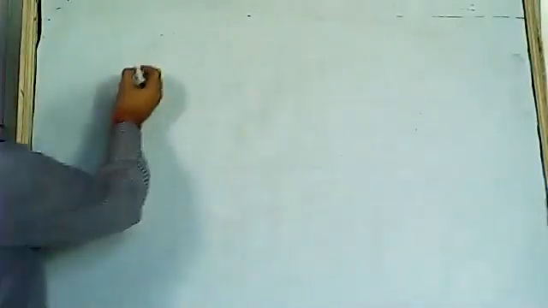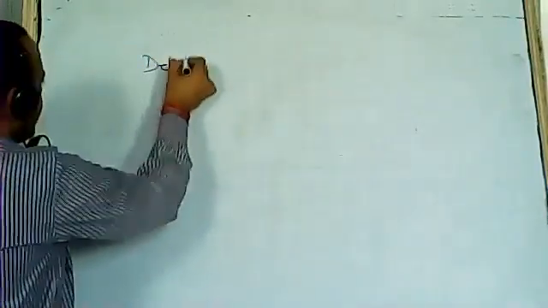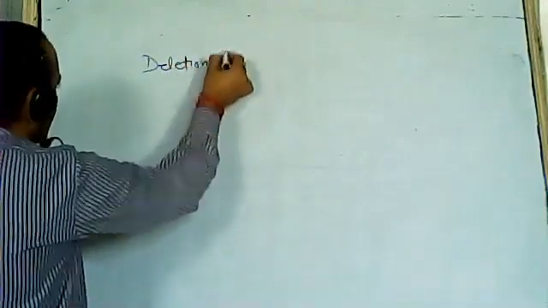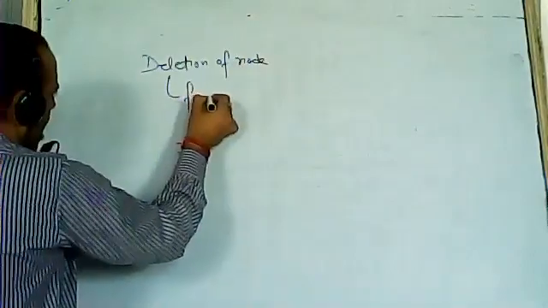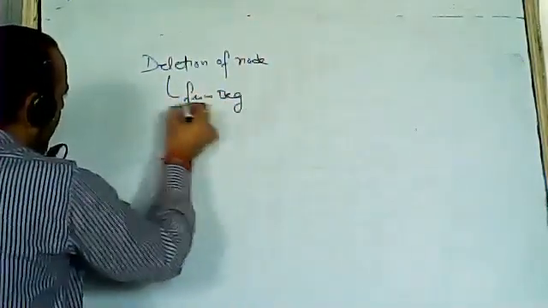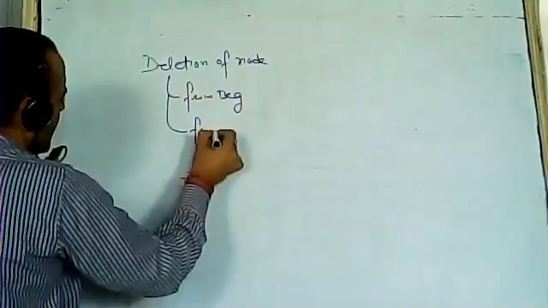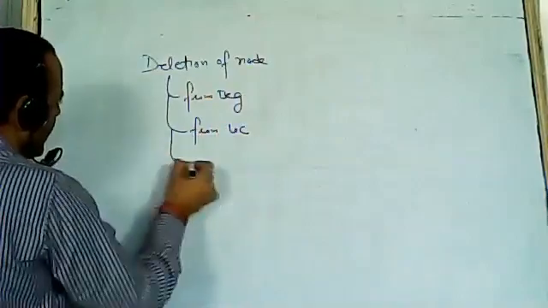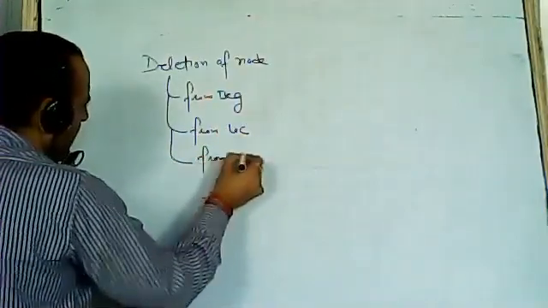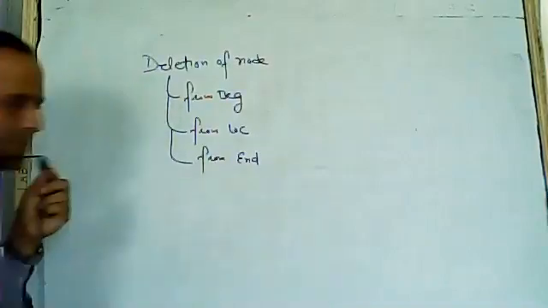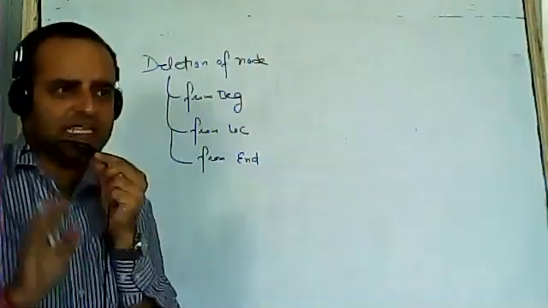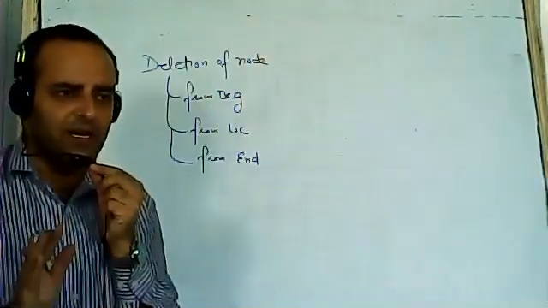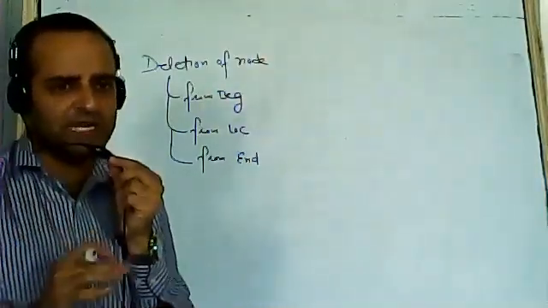Now, deletion of the node from the linked list. The deletion of the node has again 3 cases: from beginning, from location, and end, like insertion. But trust me, all these 3 algos are not available in your book. So we will create the algorithm. Please note it down.